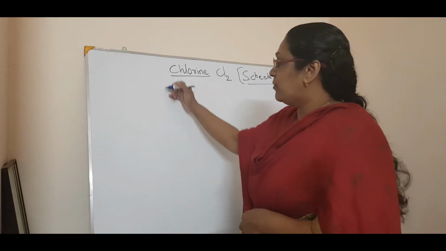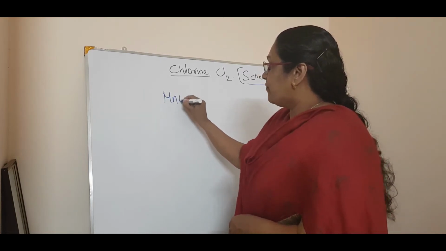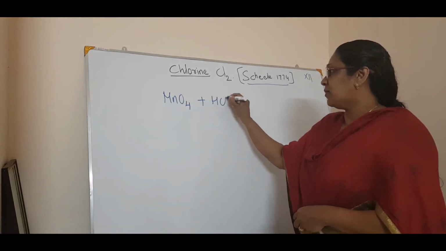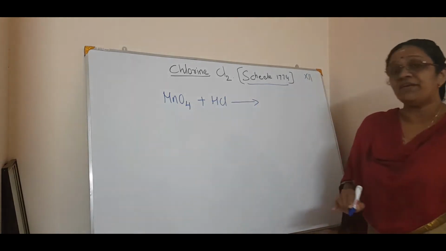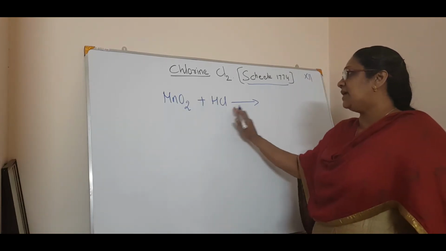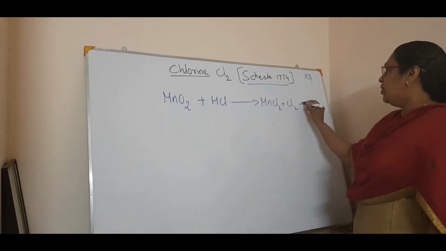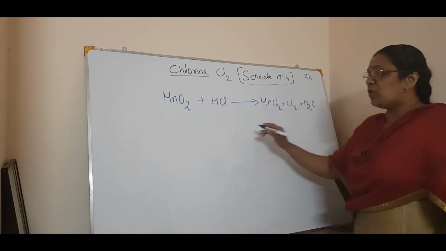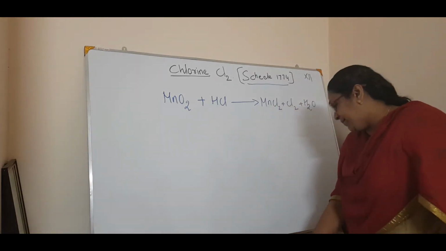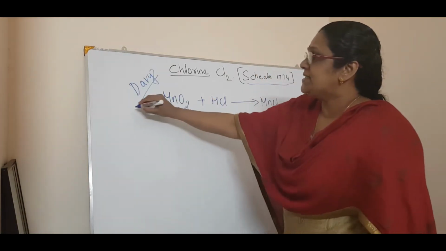Okay, so normally in the lab it is prepared by treating MnO2, manganese dioxide, with hydrogen chloride. MnO2 plus HCl will give you MnCl2 plus Cl2 plus water. This is a small scale preparation of chlorine, and it was done by a scientist called Davy in 1810.